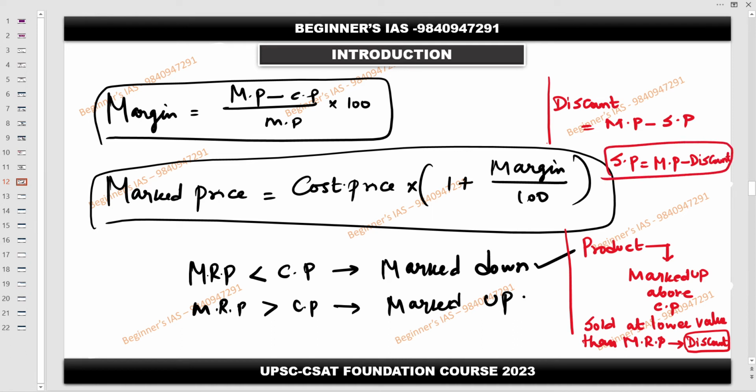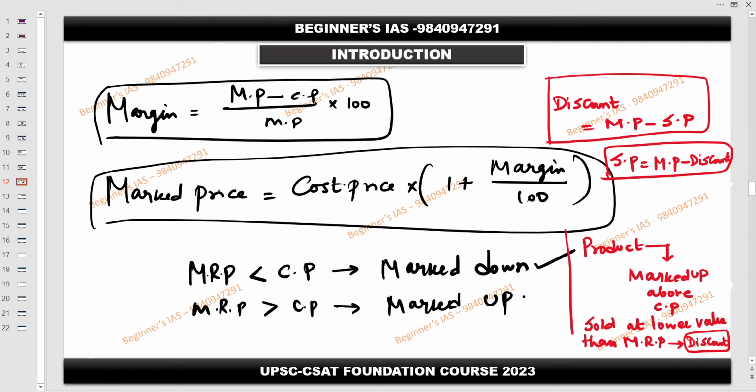Yes or no? Am I audible? This thing is very simple. Discount is marked up above the CP and sold at a lower price than the MRP. So that is nothing but the selling price. Therefore MP minus SP is nothing but the discount. Therefore selling price is nothing but the MP minus discount. So please remember these terms first. If you understood, fine.